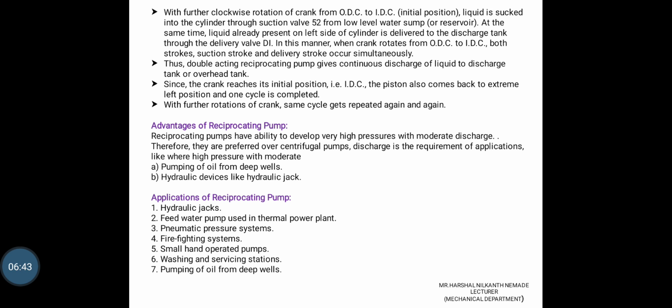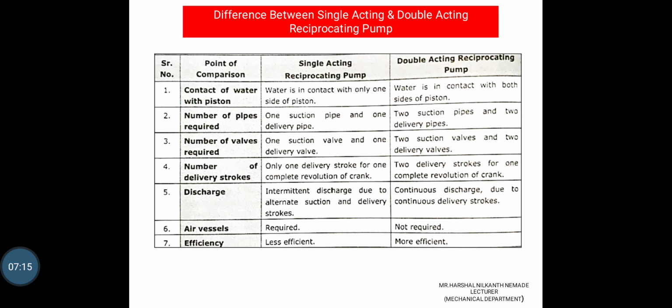Advantages of reciprocating pump. Reciprocating pumps have the ability to develop very high pressure with moderate discharge. Therefore, prefer them over the centrifugal pump where such discharge is required. This is required in applications where high pressure with moderate pumping is needed, like pumping of oil from a deep well, hydraulic devices like hydraulic jack applications, boiler feed water used in thermal power plants, pneumatic pressure firefighting systems, small hand operated washing and servicing stations, and pumping of oil in deep wells.